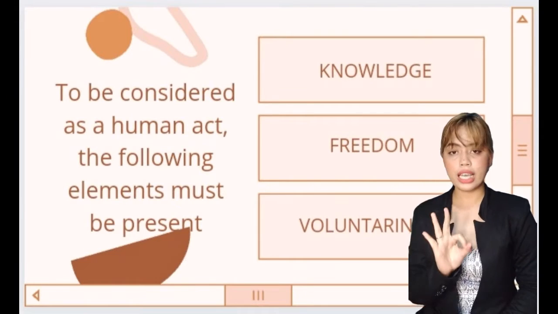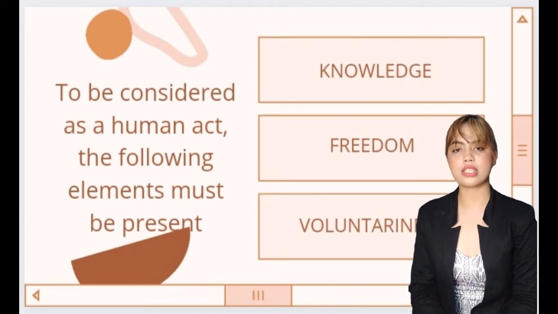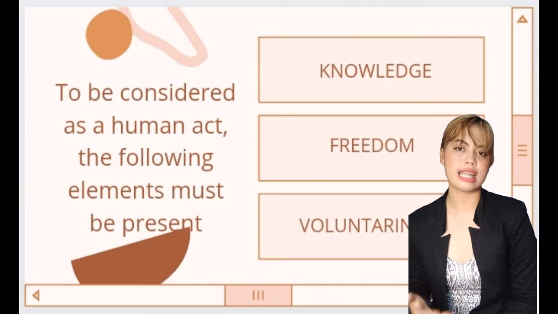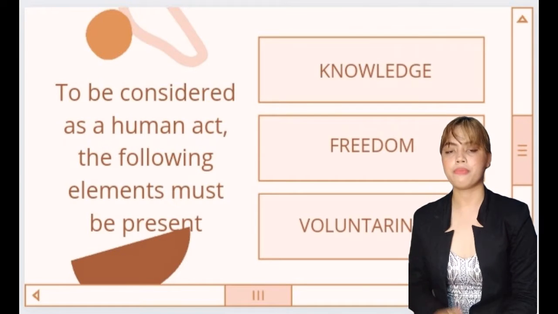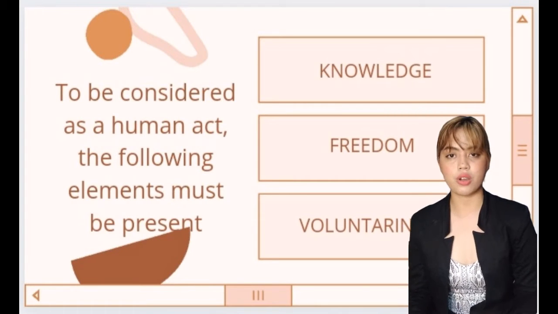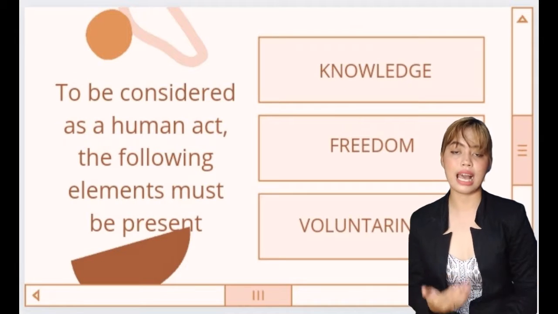There are three elements to be considered as a human act. The first one is knowledge. Knowledge means that the act is done in the light of the agent's knowing faculty. He is aware and conscious of what he is doing. He knows the performance of his act.